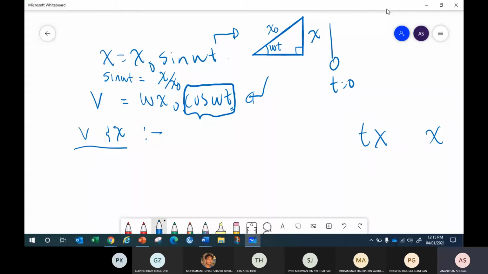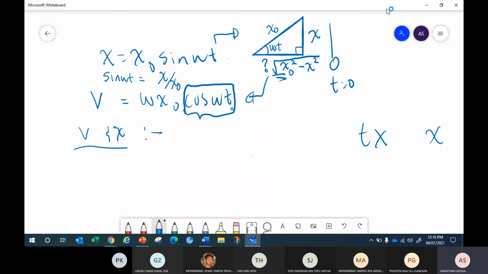Can you get what the adjacent will be? Anyone? In terms of x and x naught, what will the adjacent value be? Use Pythagoras theorem. The hypotenuse squared minus the opposite squared, right? So the square root of x naught squared minus x squared will be the adjacent, correct?